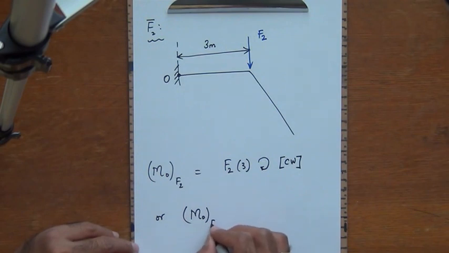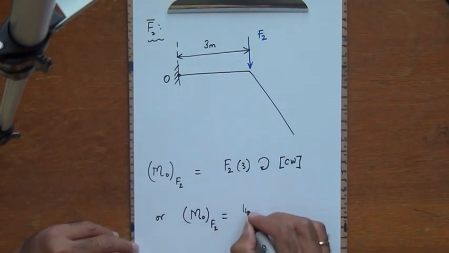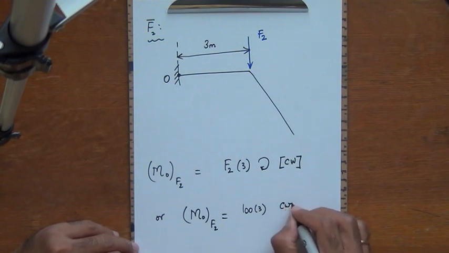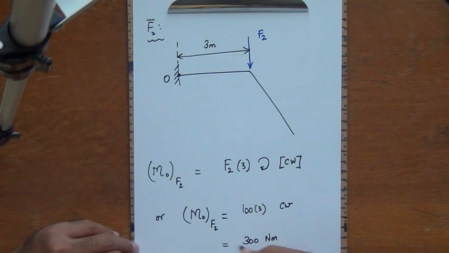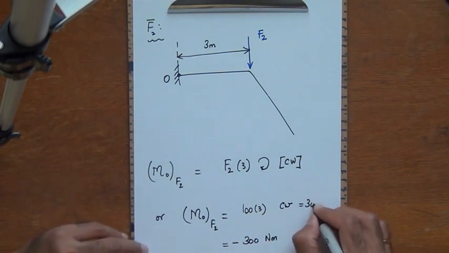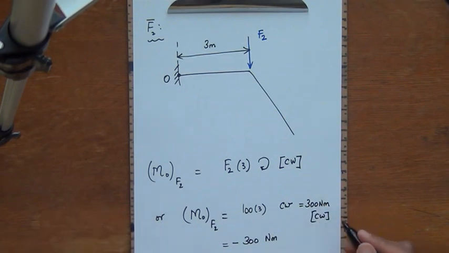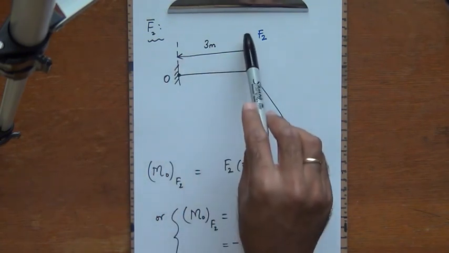So the moment about the point O due to F2 is 100 times 3 in the clockwise direction, or this is going to be 300 Newton meters with a negative sign. You can write this as 300 Newton meters clockwise. If you write clockwise, you don't need to put the negative sign. If you put the negative sign, you don't need to write that as clockwise. That's double counting it.